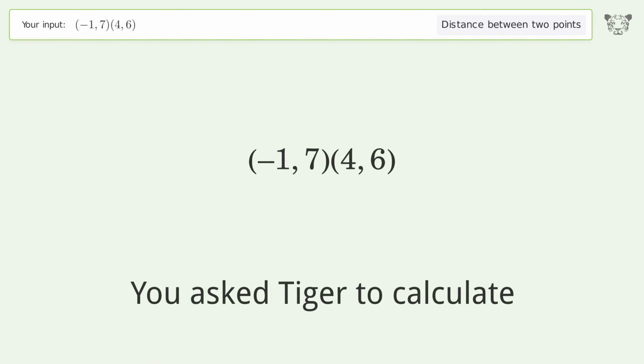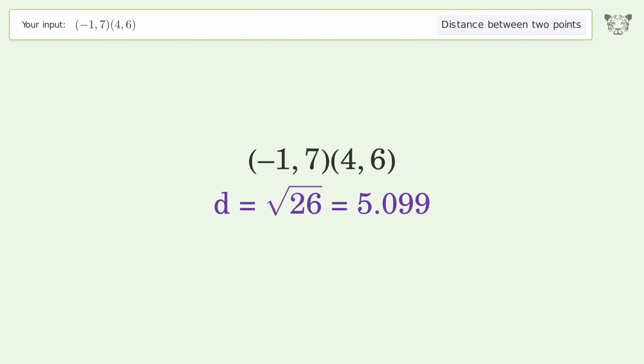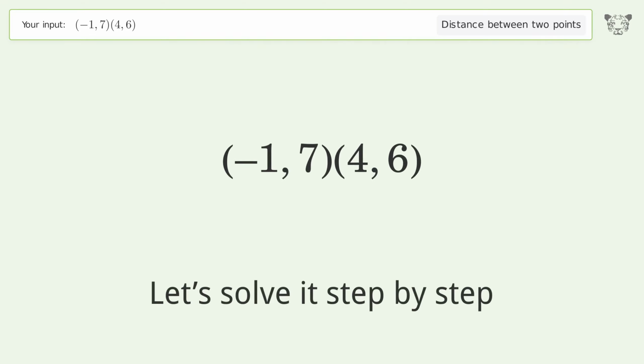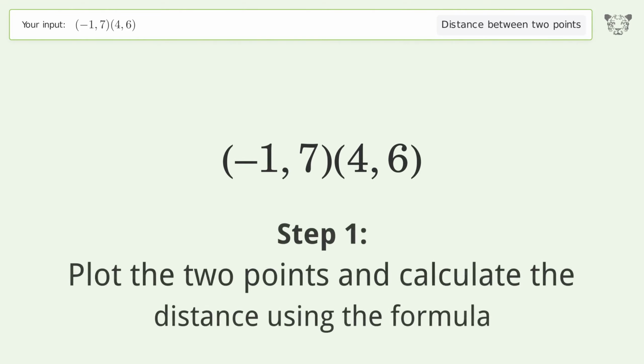You ask Tiger to calculate. This deals with the distance between 2 points. The distance between the 2 points is the square root of 26, or 5.099. Let's solve it step by step. Plot the 2 points and calculate the distance using the formula.